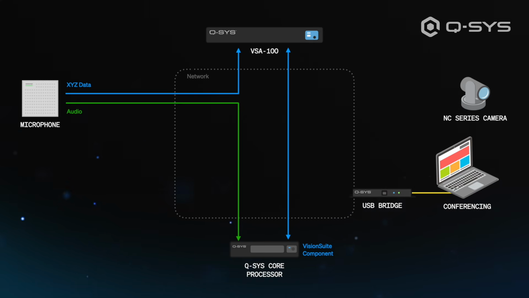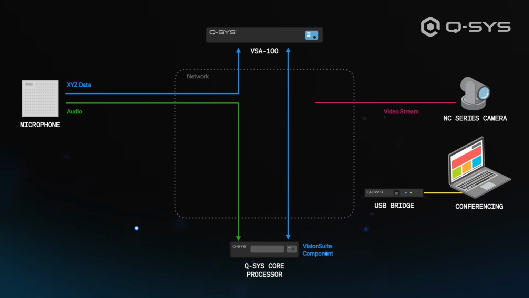For cameras, the NC series cameras have their video routed to an AV bridging destination in the normal way, but the video is also routed to the VSA for computer vision analysis, and the VSA controls the camera's PTZ movement directly, which also happens for cameras that are controlled only by audio data.